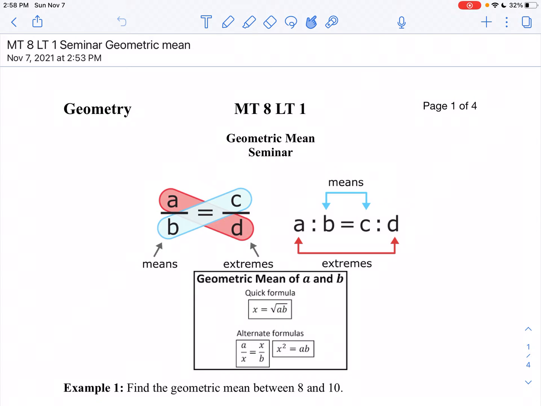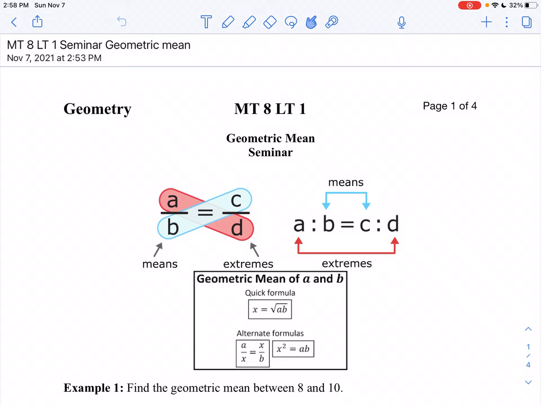Hello, in this lesson, I would like you to find the geometric mean between two numbers. And I want you to solve problems involving the relationships between parts of a right triangle and the altitude to its hypotenuse. The vocabulary we're going to look at is geometric mean.